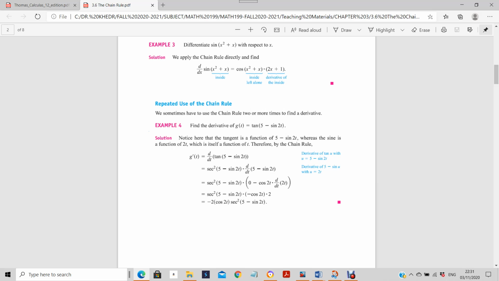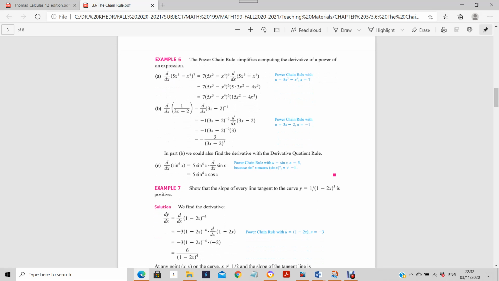minus the derivative of sine 2t. Again, the sine function has a derivative of cosine, and we have to multiply by the inside term. So it will be minus cosine 2t multiplied by the derivative of 2t, and the derivative of 2t is 2. So the final answer will be secant squared(5 minus sine 2t) multiplied by minus cosine 2t multiplied by 2. And we can rearrange this answer, and we get the final answer as minus 2 multiplied by cosine 2t multiplied by secant squared(5 minus sine 2t).